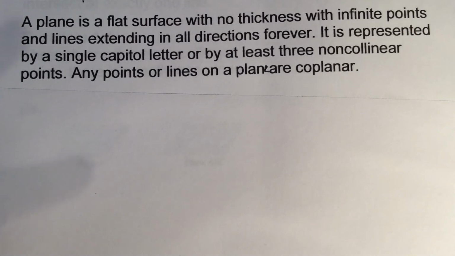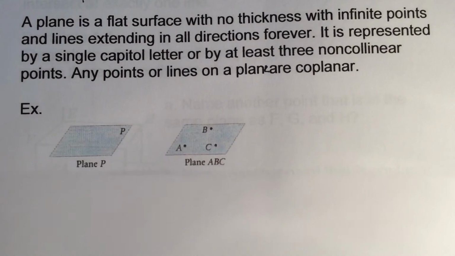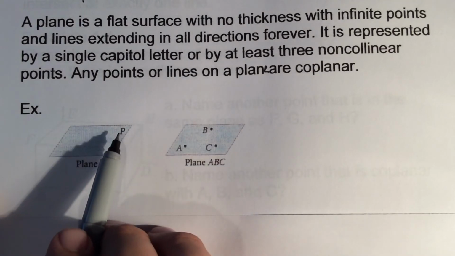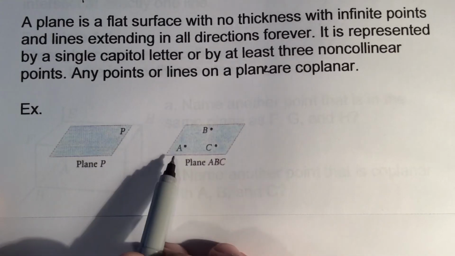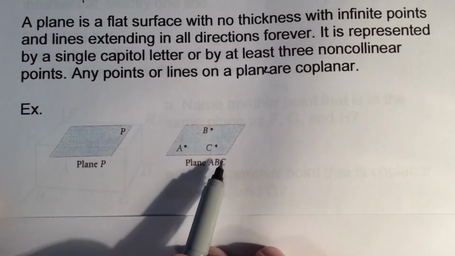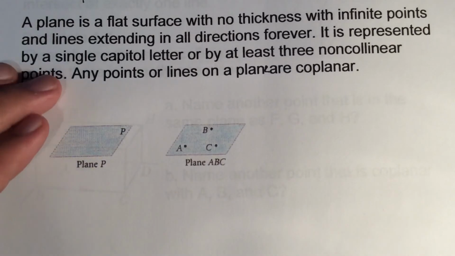So we use 3 points to represent a plane. Just like a camera tripod needs at least 3 points in order to stand. If it's only 2 points, it could tip over back and forth. 3 points makes it stay. So you see it like this. Either we'll say plane P, which is 1 point that's on that plane, or we'll say 3 non-collinear points because that'll represent that space. And we get plane ABC.